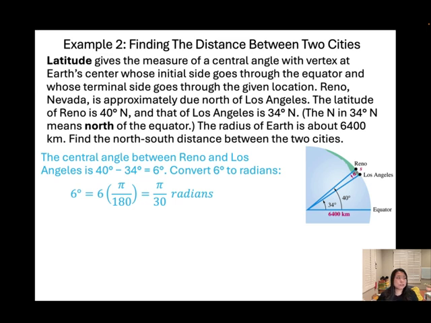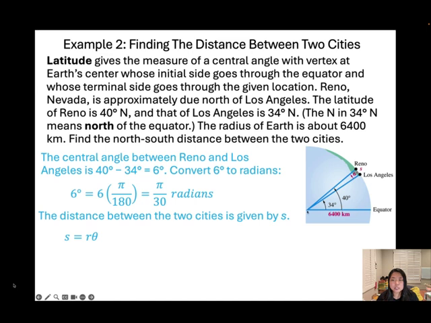And then we want to find the distance between these two cities. We're going to let this part equal S. So S equal to r theta. The radius will be 6,400 kilometers. For theta, we're going to use pi over 30. You should get 670 kilometers.